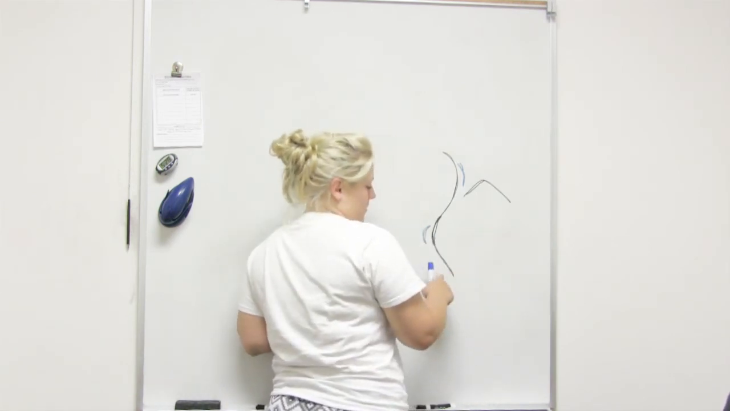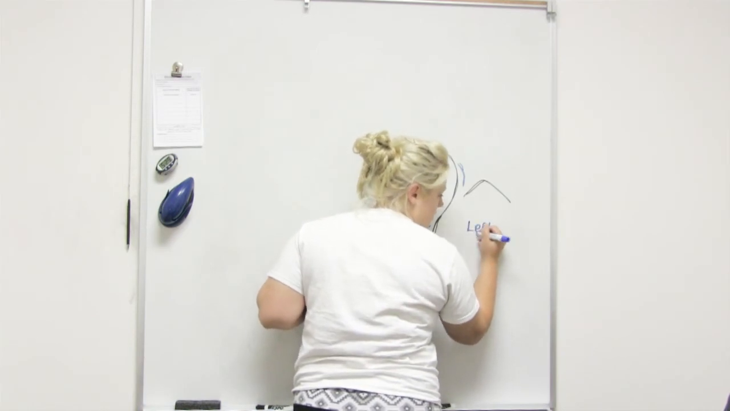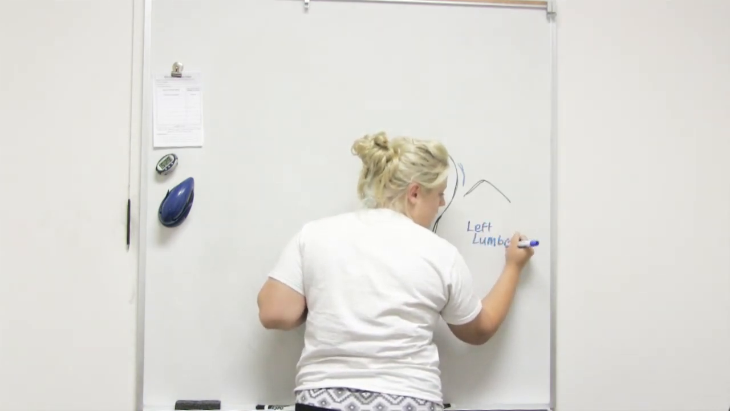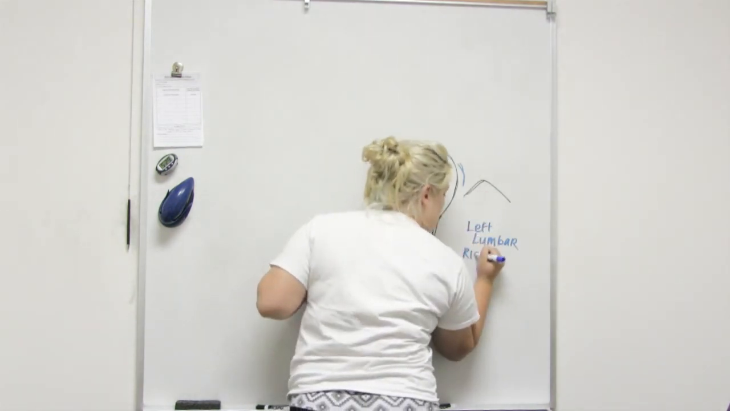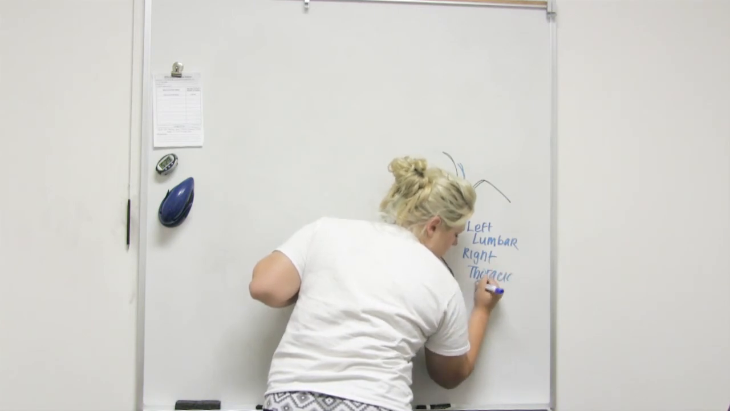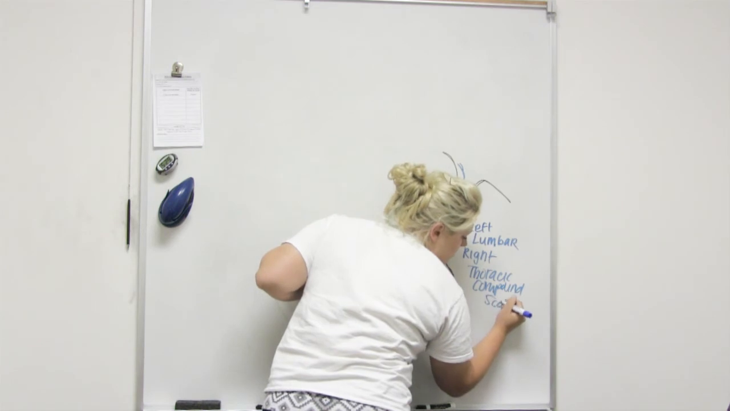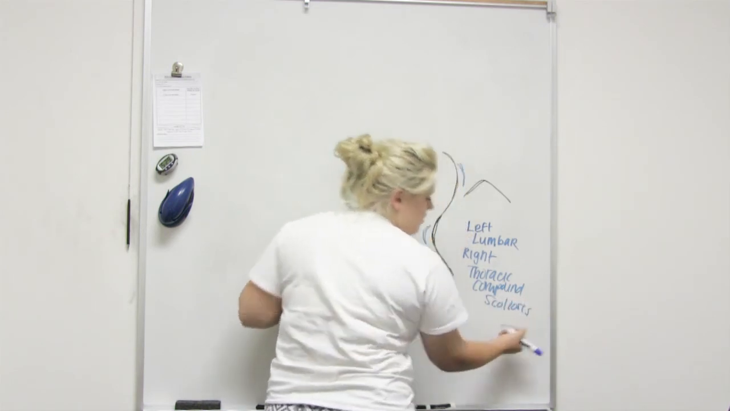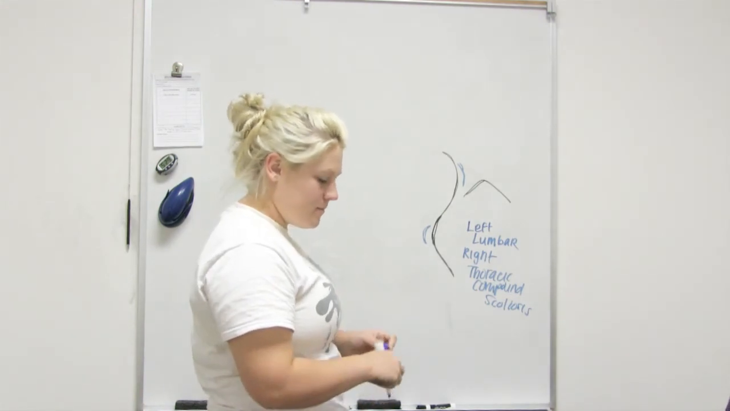So we're going to go from bottom to top. So left lumbar. So that's this one, and then it comes around. Right thoracic. Compound scoliosis. That would be the name of that curve. Does that make sense?